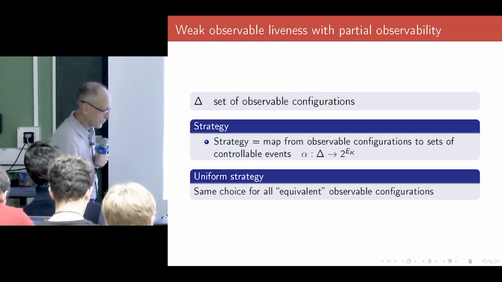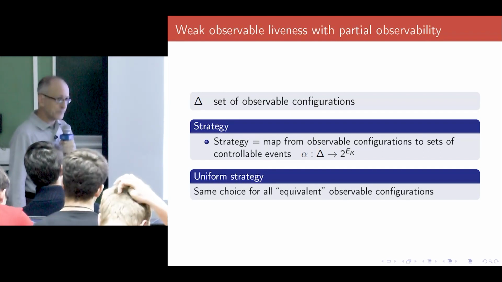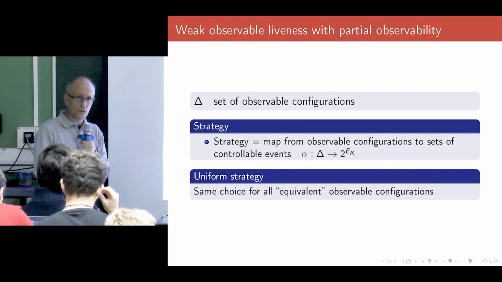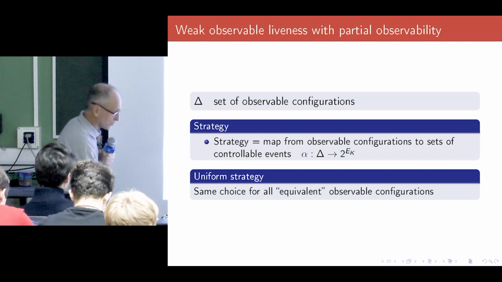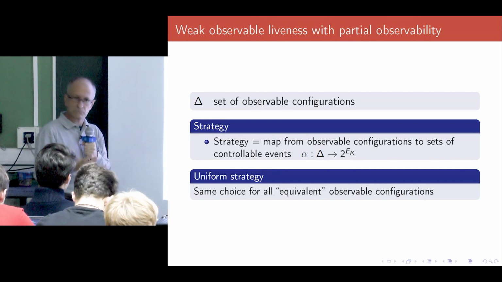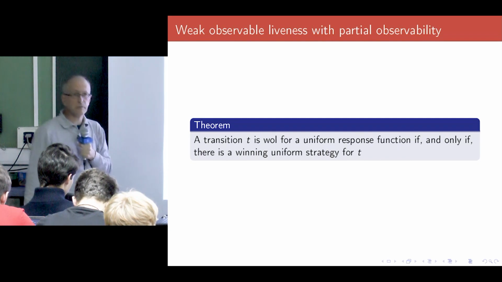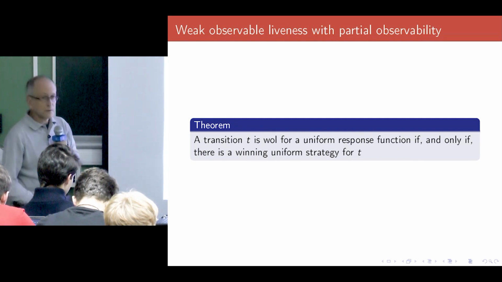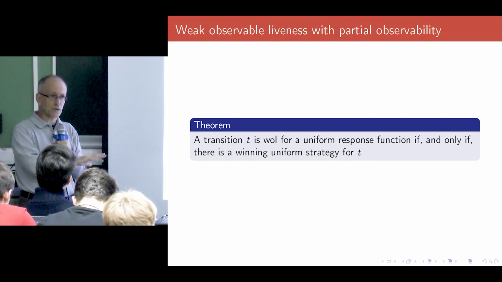So we also tried to consider the case with partial observability. And in this case, the crucial notion is that of observable configuration that we already saw. So the strategy is now defined on observable configurations and chooses some of the controllable events. And also in this case, we arrive at a similar theorem. That is, we have a correspondence between the response functions in the case of partial observation and the strategy on the corresponding game.